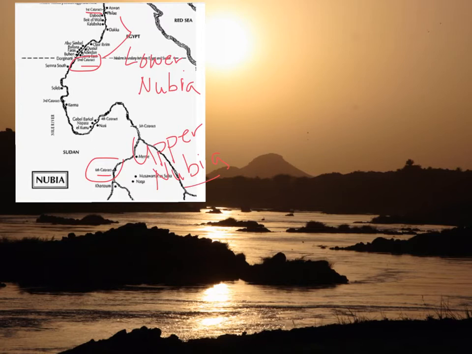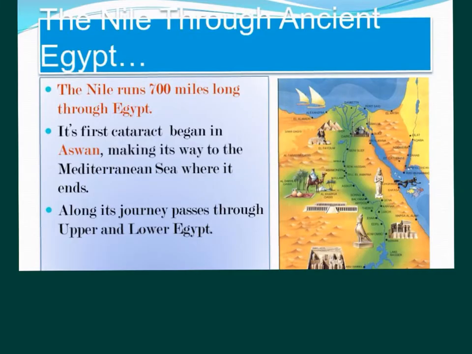In this region, rain does fall, so people could farm in the summer and fall. But the farmland was a very narrow strip, no more than 2 miles wide on each side of the river. The Nile River through ancient Egypt. The ancient Egyptian section of the Nile ran for about 700 miles, from the first cataract at Aswan to the Mediterranean Sea.